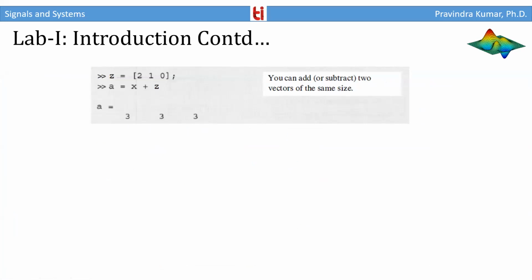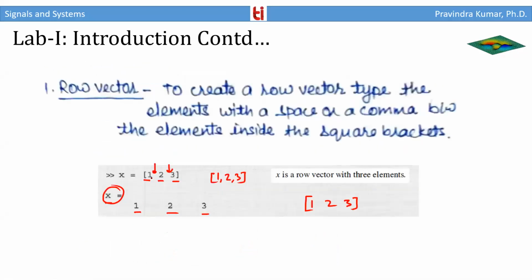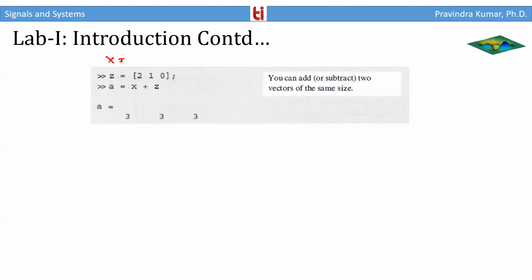Now you can add two vectors of the same size. Just like you have written x previously, x was 1, 2, 3. And z is 2, 1, 0. So you can write a is equal to x plus z. So it will add element by element, giving 3, 3, and 3.